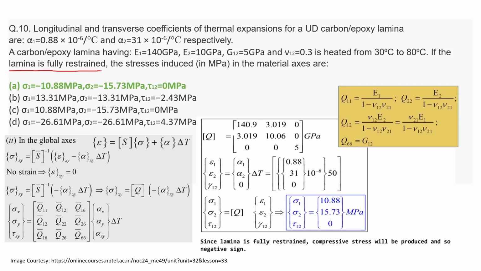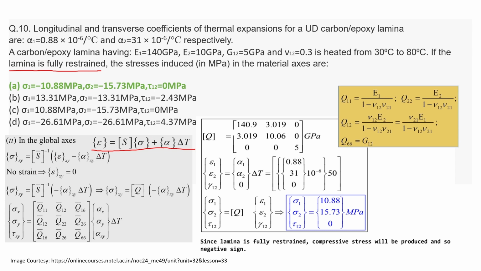Fully restrained means the strain is equal to 0. That is, there will be no strain. Now, the equation for strain, when there is normal stress occurring plus there is a thermal expansion, is: strain is equal to the compliance matrix multiplied by the stress plus alpha into delta T. So alpha is the thermal expansion coefficient. Now it is given that it is fully restrained.